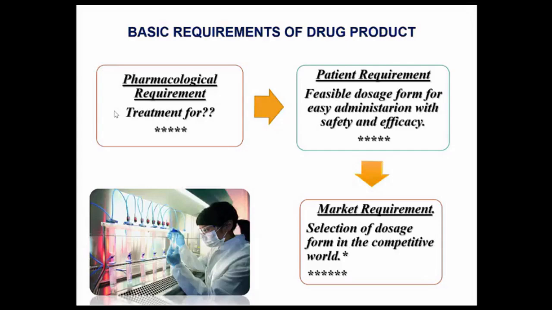My dosage form manufacturing process should be easy. I should get easy approval. Complications should not be there. In this way, the scientist has to think about that product. Then only you will fulfill the market requirement as well as your financial requirement, financial fulfillment. Okay. So for pharmacological requirement and patient requirement, I can give 5 stars.